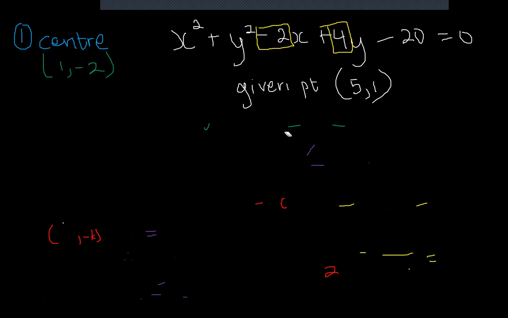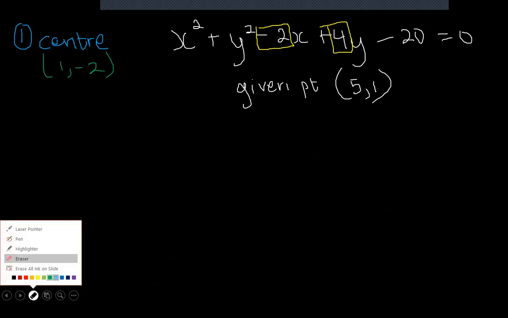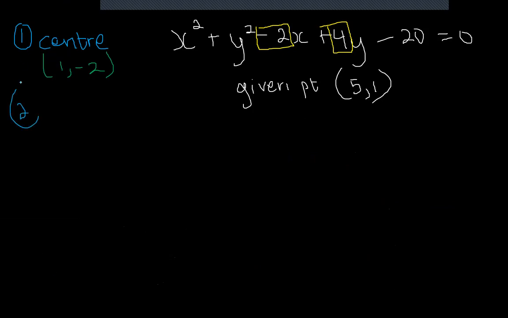Erase. Hold on now, bear with me. Can anybody tell me what the second step is? You don't have to talk, you could type in the chat. To find the gradient of the radius. Good job. Find the gradient of the radius, I'll just put r.